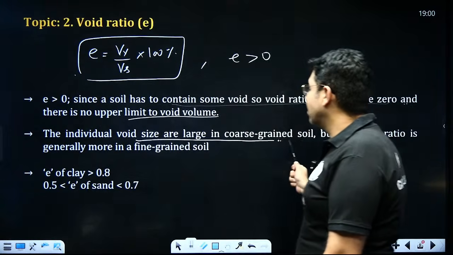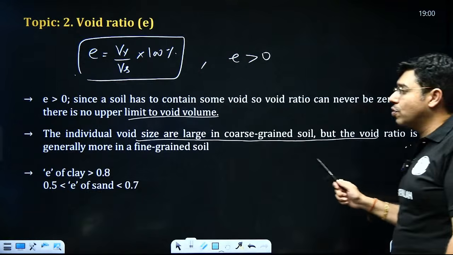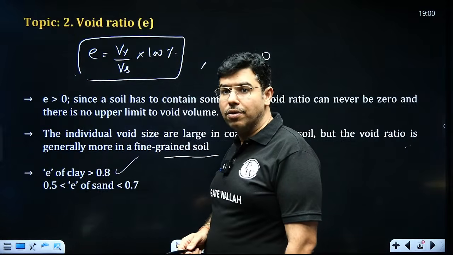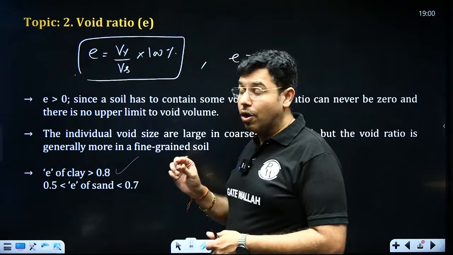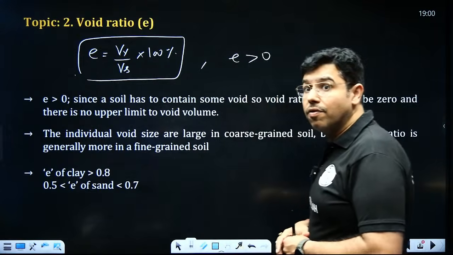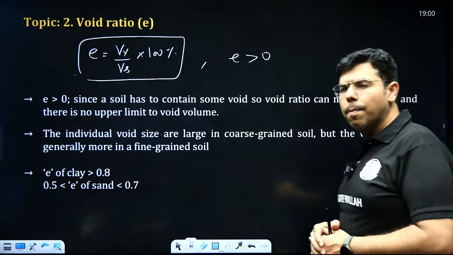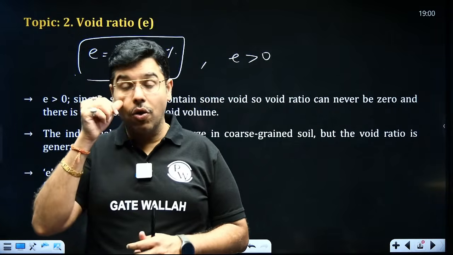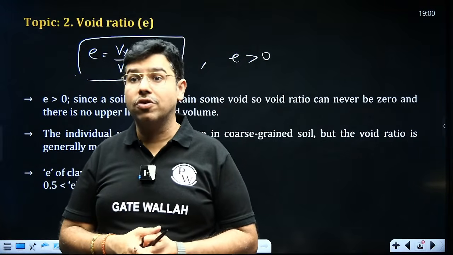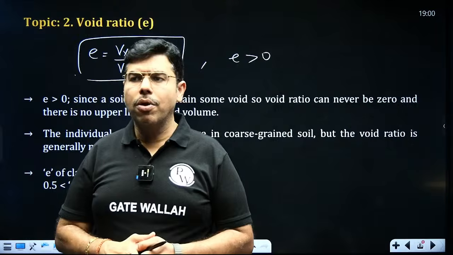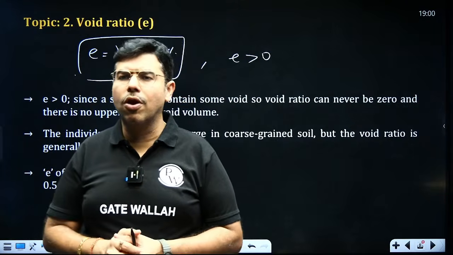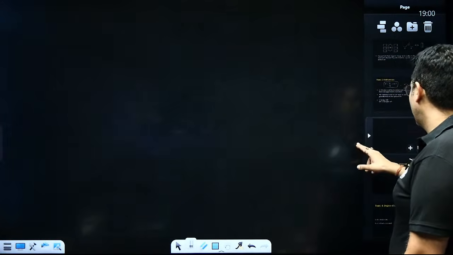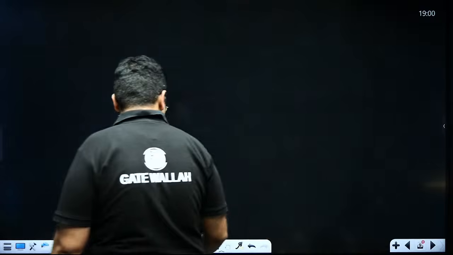The individual void size is larger in coarse grained soil, but the void ratio is generally more in a fine grained soil. e of clay is greater than 0.8. Coarse grained soil like gravels will have larger individual void sizes, but overall the void ratio is more in the fine grained soils. Got my point? The more you break the particles into smaller particles, the more the void volume. I can show this with the help of a diagram as well.